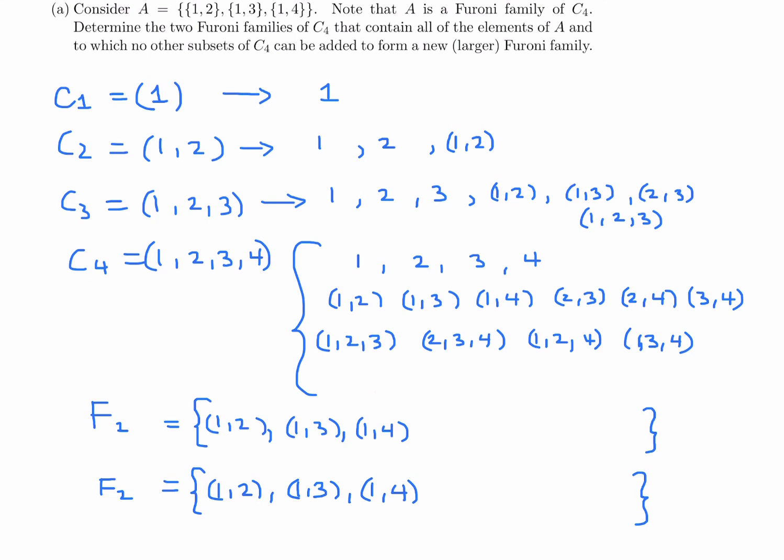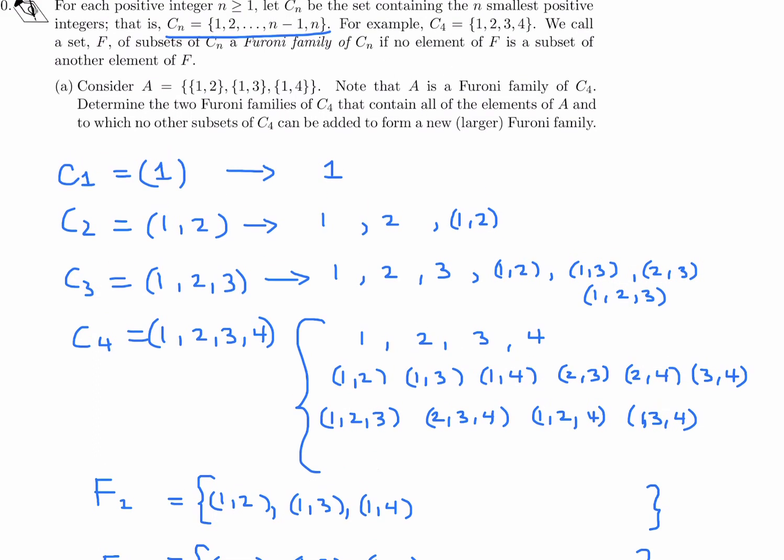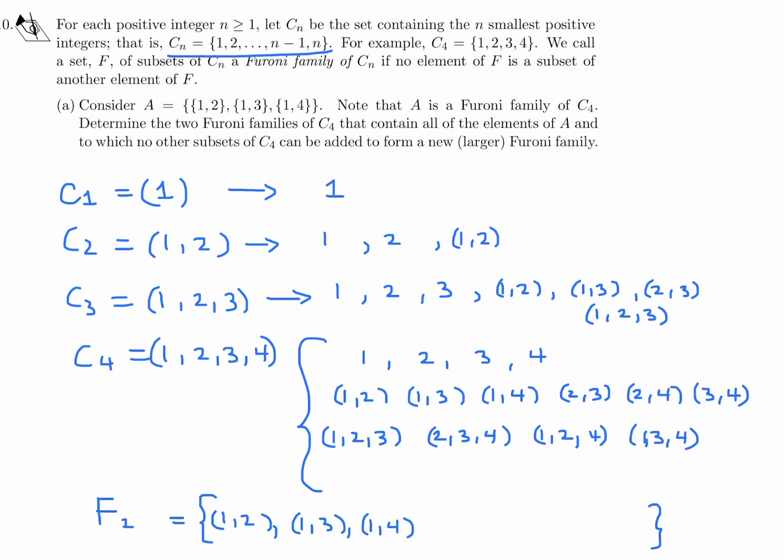Okay. Can I add these guys? No, because that doesn't match the definition. The definition is pretty strict that no element of F is a subset of another element of F. That's very important. No element of F is a subset of another element of F. So for example, if I put this {1} in here, it would become a subset of this, and that's not allowed. You see what I mean? So none of these individuals could go. So we can just cross those out.